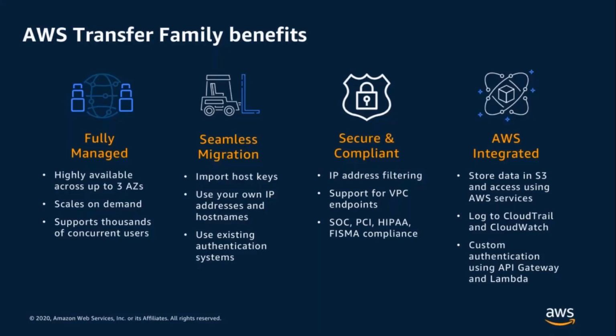The next one is seamless migration, and we'll go into some more details into some of the features that support seamless migration, notably importing your own host keys. And that's important because your server's identity remains the same as far as your end users are concerned. If you're using FTPS, you can import your own TLS certificates. The other one is you can bring your own IP addresses and host names so that your users continue to connect to the same endpoint IP and can use the same host name from their clients. You can integrate your existing authentication systems that store your end users' credentials to keep the same credentials as far as your end users are concerned.